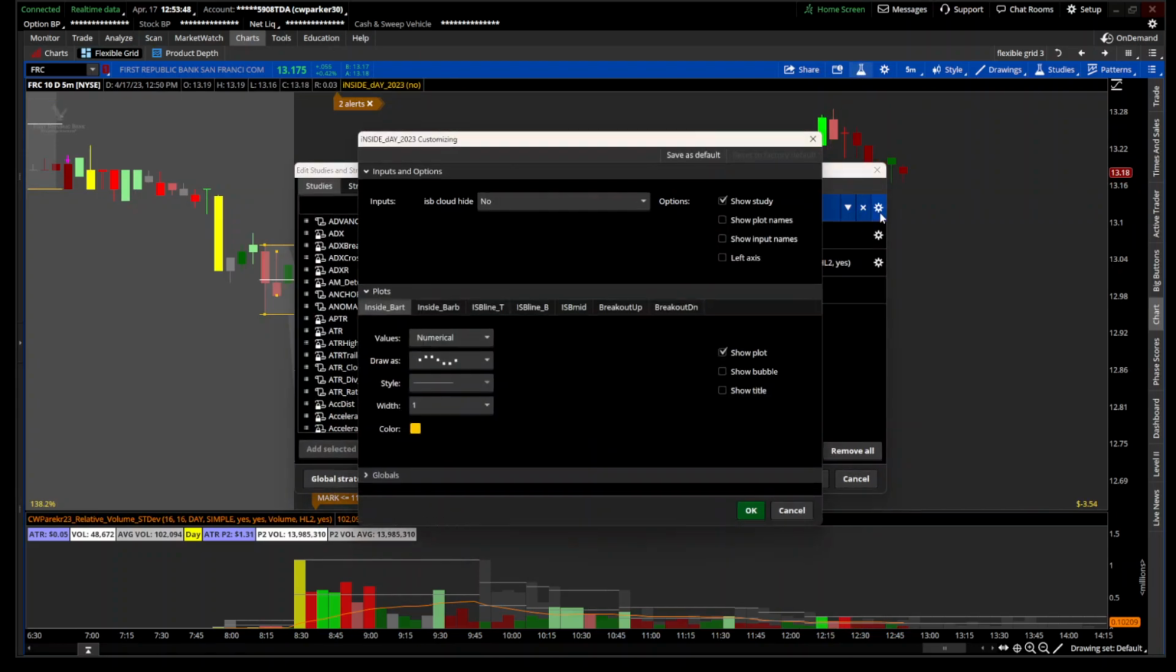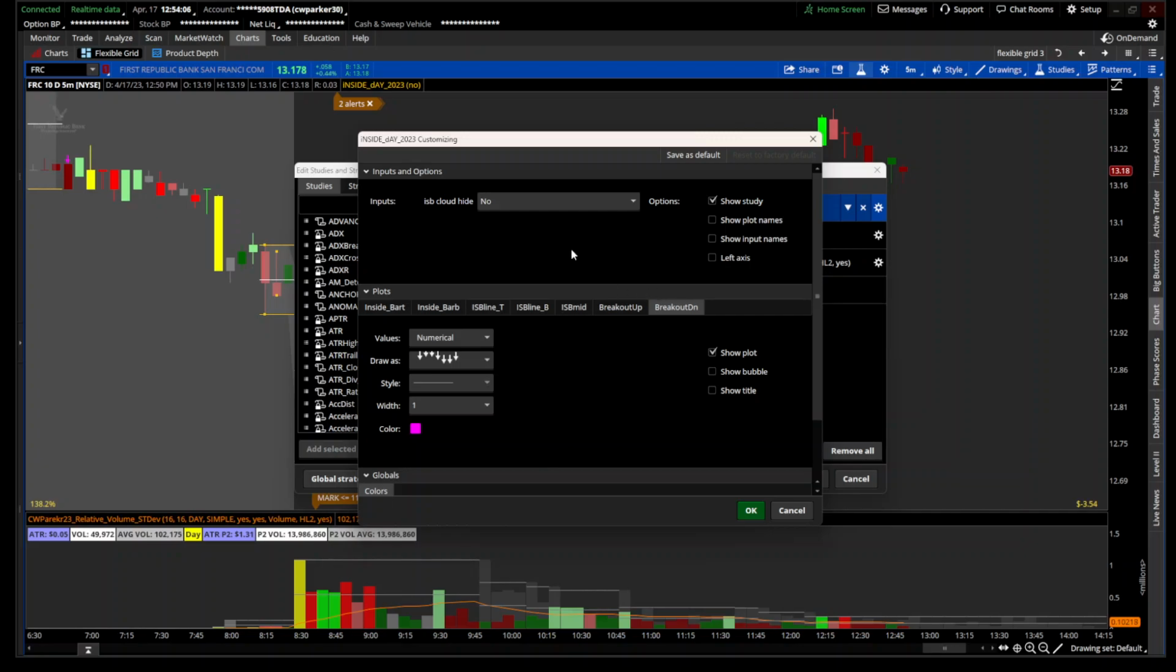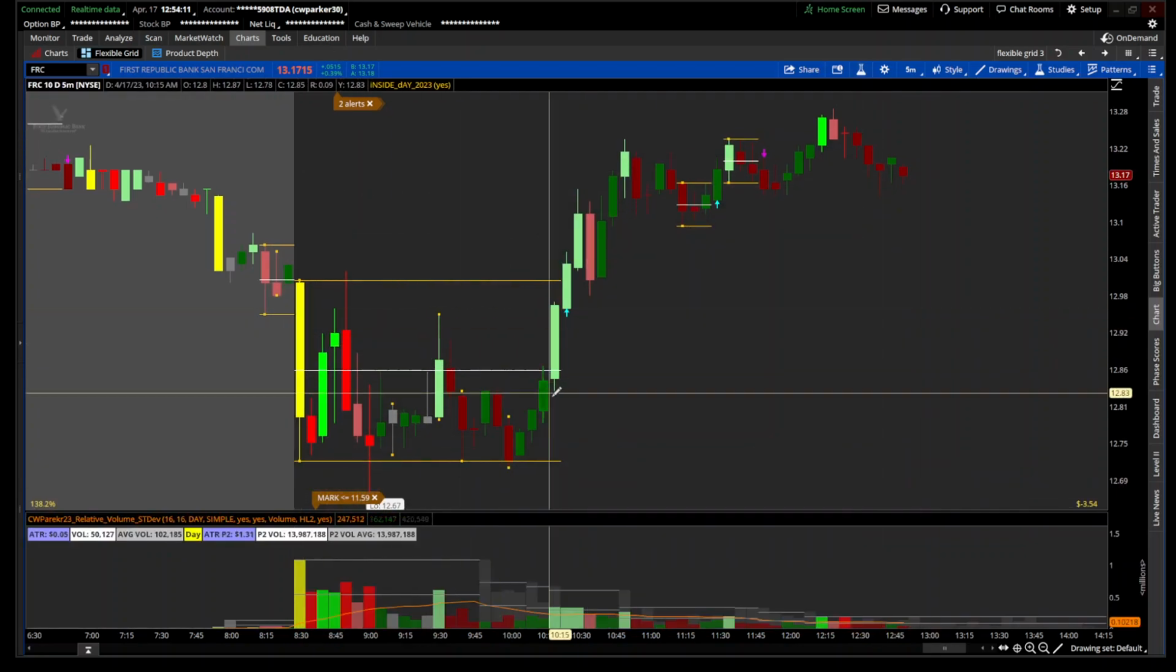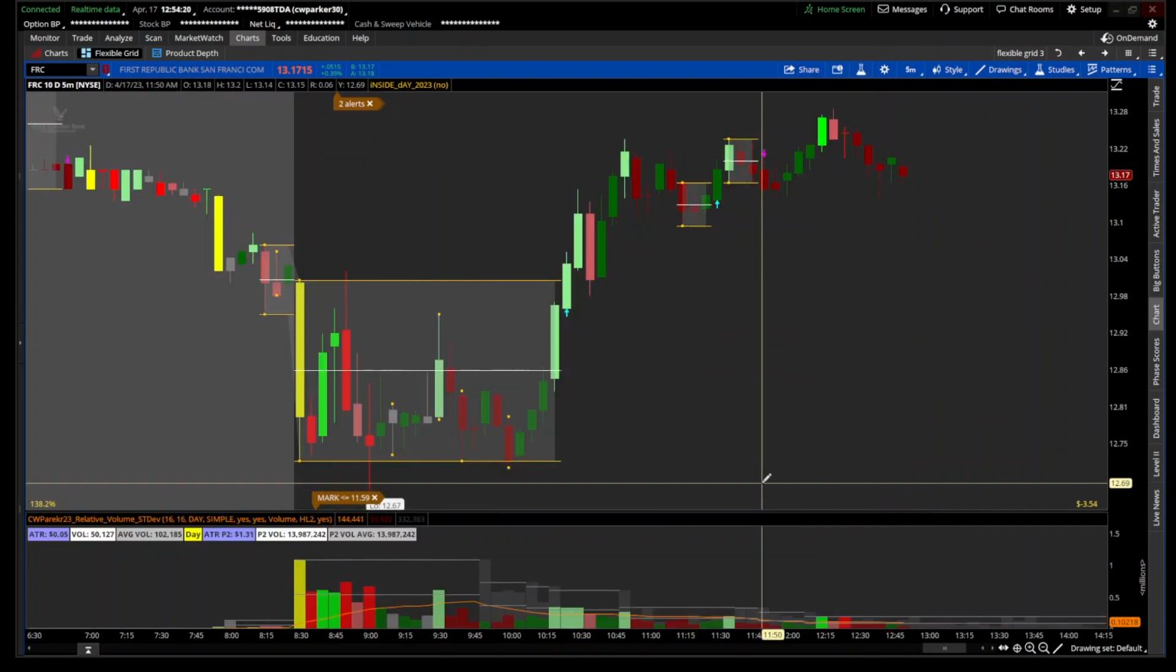But for the most part, this is the indicator, inside bar top. These are just the squares that you're seeing. Inside bar line top, inside bar line low. This is the midline. This is the breakout signal. You can change that cloud, inside bar cloud, and you can hide the cloud if you don't want the cloud there. But this is what the indicator looks like, and that's the utility of it. And like I said, there's a lot of information about inside days and inside bars. Just look it up.